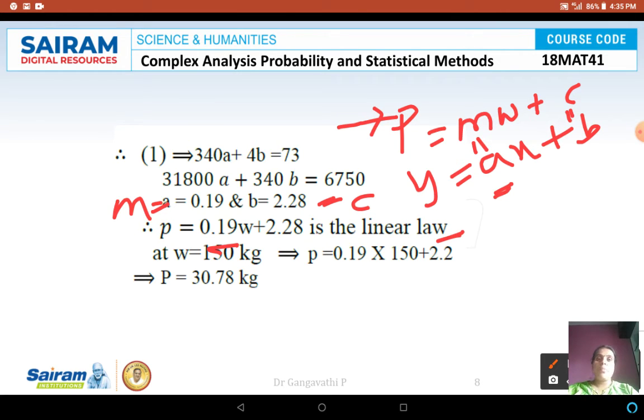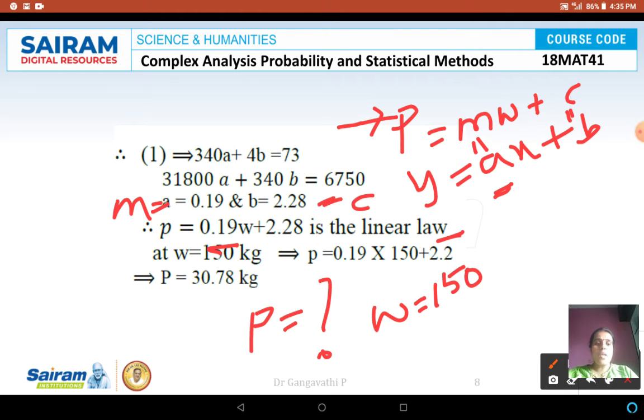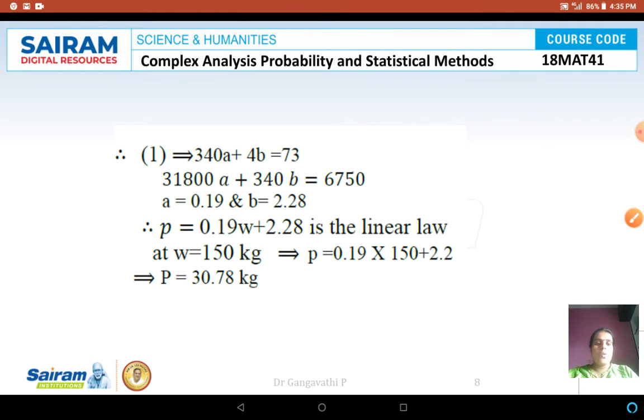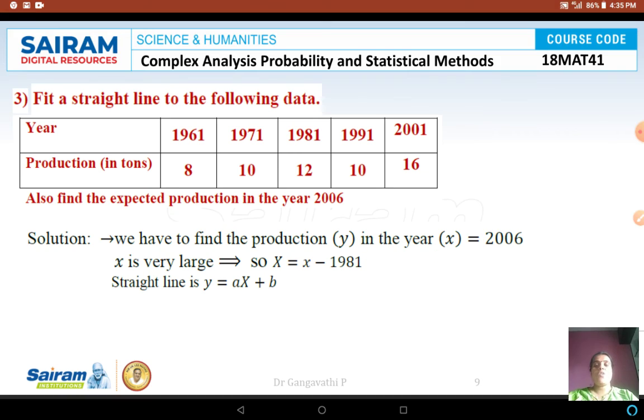So now the problem is not yet over. In the problem it was given, evaluate the value of p. What is p when w is equal to 150 kilos? This is the question asked. So now you have to substitute w is equal to 150 in this equation and find the value of p. So p is equal to 0.19 into 150 plus 2.28, and simplifying this we get the value of p as 30.78 kilograms. So that is how we need to work out the problem.